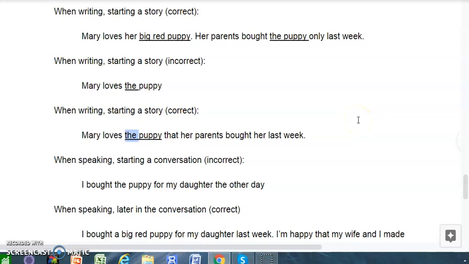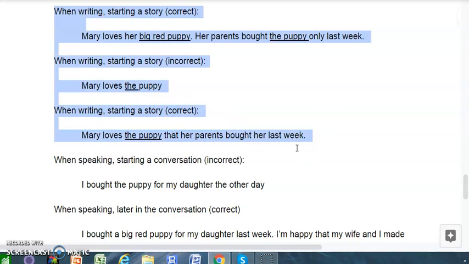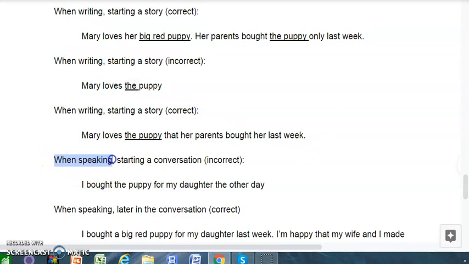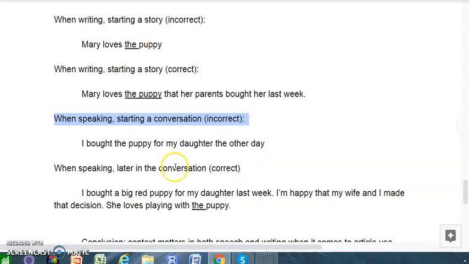So the important thing to understand here, and I'll conclude with this point later actually, is the importance of the to create clarity, and the importance of context when deciding on whether or not to use the and how to use it. When speaking, the same rules apply. When you're speaking to somebody, you're having a conversation, and you start a conversation, this would be incorrect: I bought the puppy for my daughter the other day.